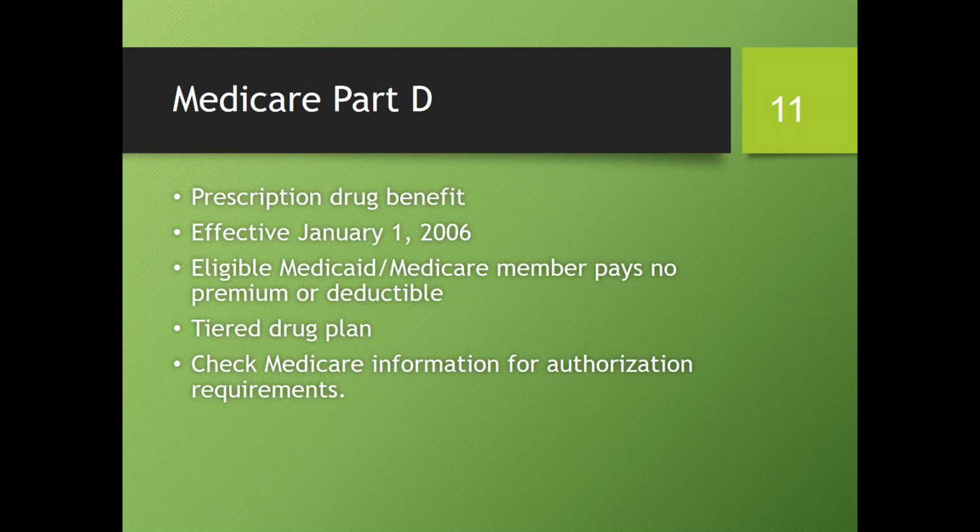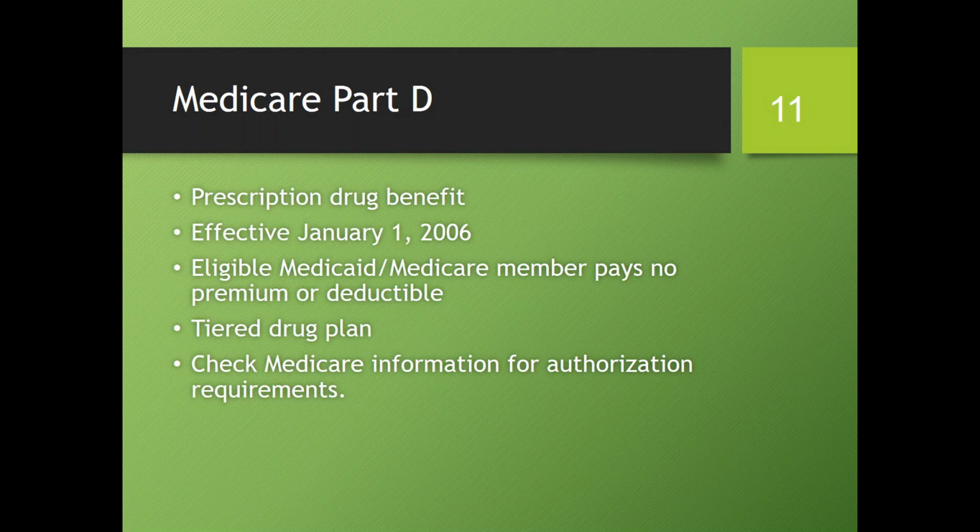Next, we have Medicare Part D. Medicare Part D covers prescription drugs for conditions not covered in Part A or Part B. It's a prescription drug benefit. It became effective January 1st, 2006. Eligible Medicaid Medicare member pays no premium or deductible. It's a tiered drug plan, and you can check Medicare information for authorization requirements.